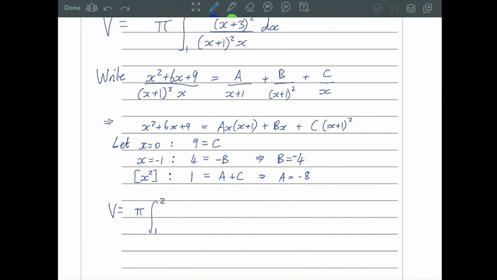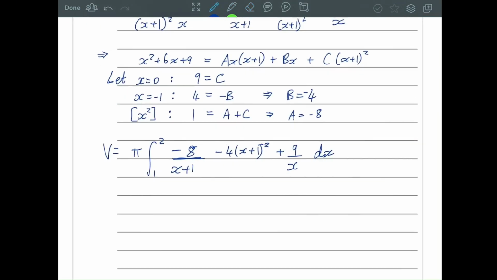It's going to be that a is over x plus 1, so I'm going to leave that as minus 8 over x plus 1. That I know is going to turn into a ln. This is the b term over x plus 1 squared, which I'm going to write as to the power negative 2, plus 9 over x. I don't need a bracket there. So that is my partial fractions sorted.